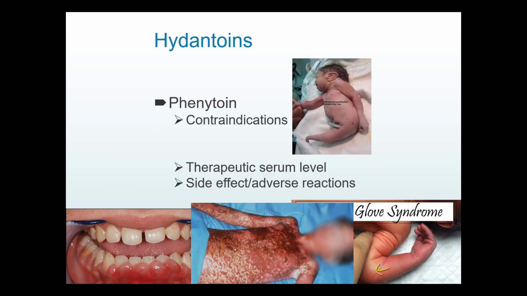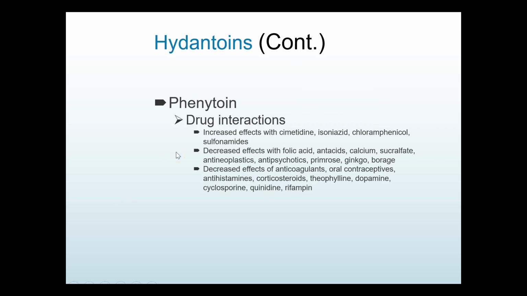I'm sure you've heard of Dilantin before. That's phenytoin. And these drugs, remember, have a narrow therapeutic index, so you need to get Dilantin levels to make sure that it's fine in the bloodstream, but there are some adverse effects. The middle picture there is Stevens-Johnson syndrome, which can be deadly. There's a glove syndrome, where it looks like the baby has a glove on over here, and you can get gum issues with it also. But a lot of people take it and don't have those issues either.